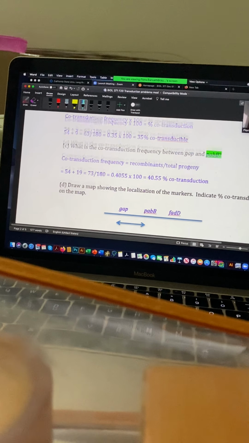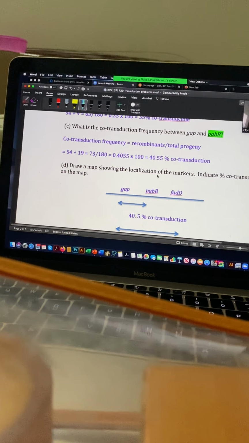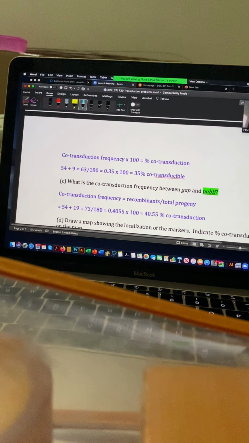And then I said, draw a map showing the localization of the markers. So we determined that GAP and PAB are 40.5% co-transducible, and that these two markers, GAP and FAD, are 35% co-transducible. That was the first one here, right? 35 and 40.5. Is that clear? Are there any questions about this?